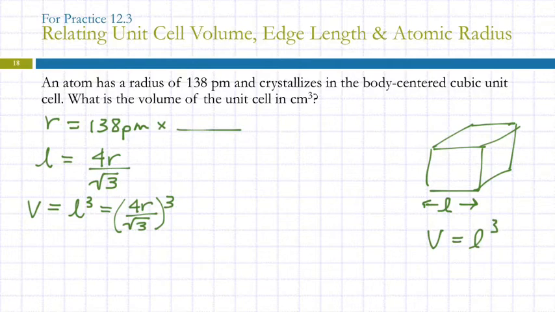So I want to convert picometers to centimeters. They both have a prefix, so I'm going to have 2 steps. I'm going to go from picometers to meters first, and then from meters to centimeters. It's an extra step, but it's easy, and it always works. So what does pico mean? 10 to the minus 12.